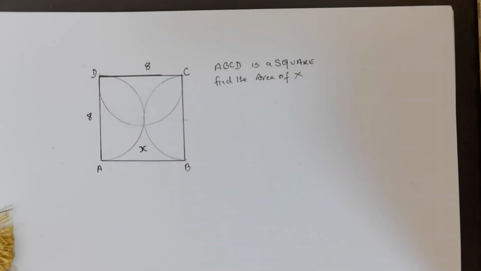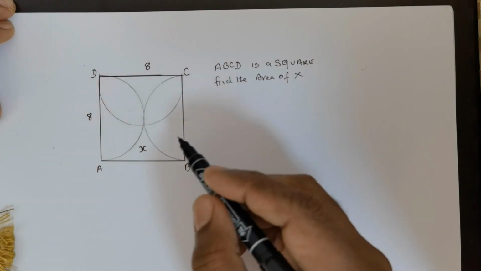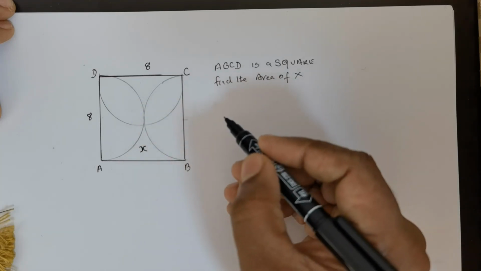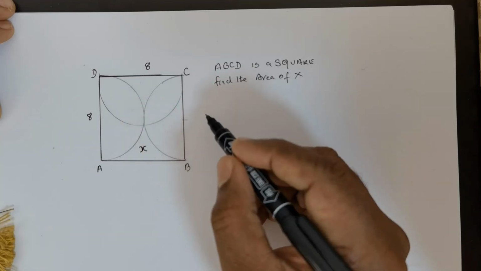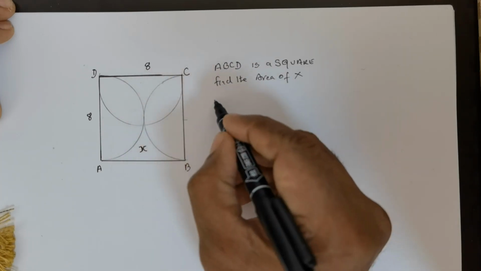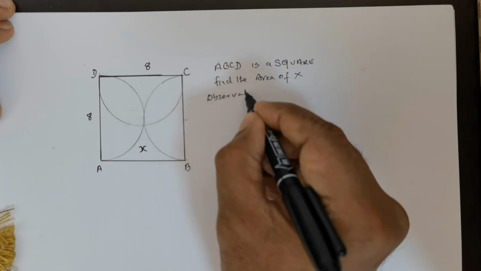We've been given ABCD to be a square and we have three semicircles inside the square. Now the side of the square is 8 units. So this is the first observation that you will have to record.